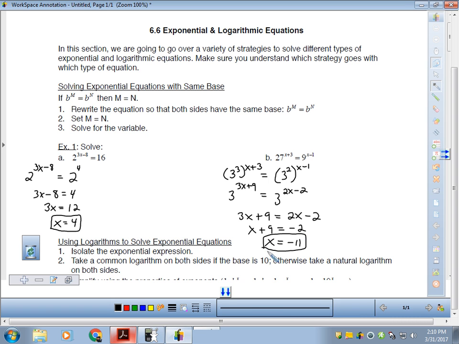So that's how those ones work. And again, if you can rewrite them with the same base, do it, because these equations are usually not too hard to solve. They're actually much easier than some of the other equations we might look at. So I would highly recommend doing that.